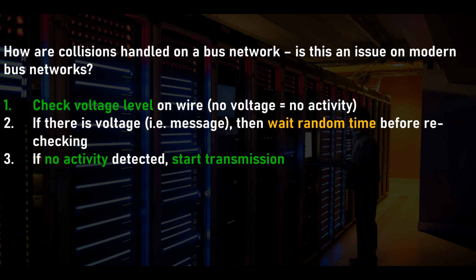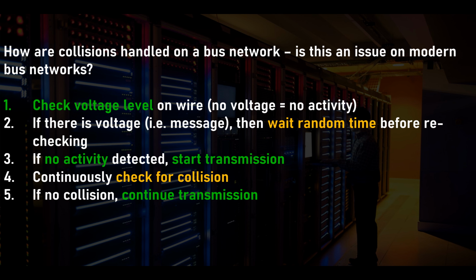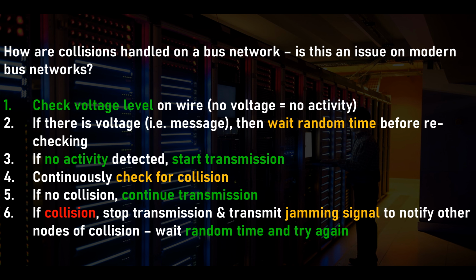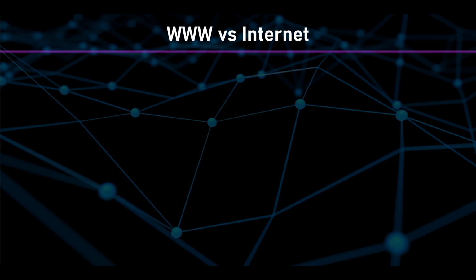However, if no activity is detected, then we can start transmission. As we're transmitting, we're going to continuously check for collisions. If there's no collision, just continue transmission. However, if there is a collision, then we're going to stop the transmission and transmit a jamming signal to notify other nodes of the collision. Then we're going to wait a random amount of time and try again.